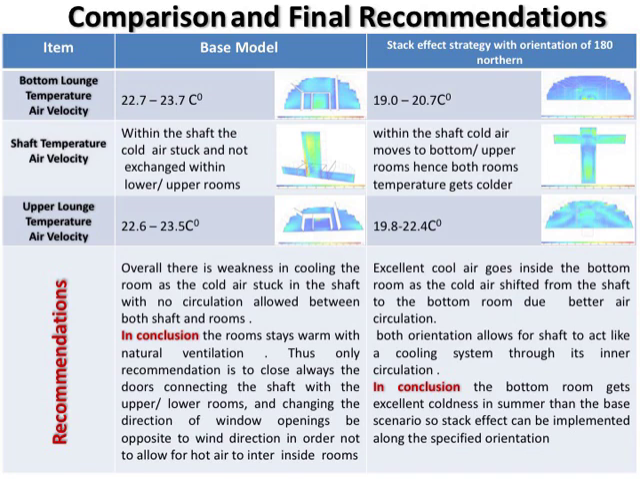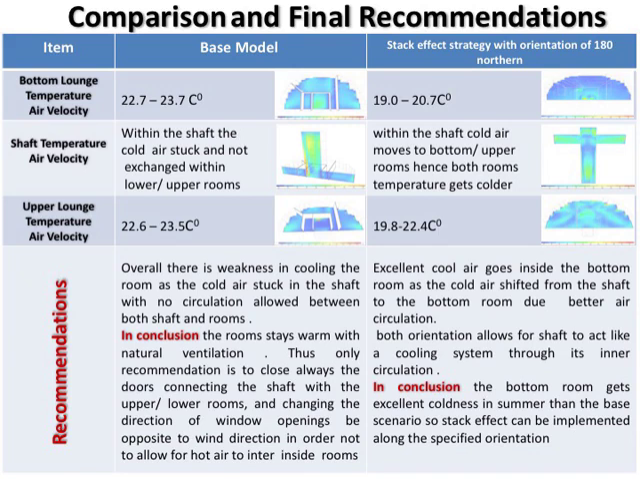So the lower room temperature ranged between 19 to 20.7, which is really lower than the base model. The upper room temperature is 22.4 at the maximum, which is a little less than the base model, and the colder air within the shaft goes out to the bottom room and exchanges the room temperature, so it gets colder than the upper. Overall results show weakness in cooling the room as the cold air is stuck in the shaft for the base model, with no circulation allowed between both shaft and rooms.